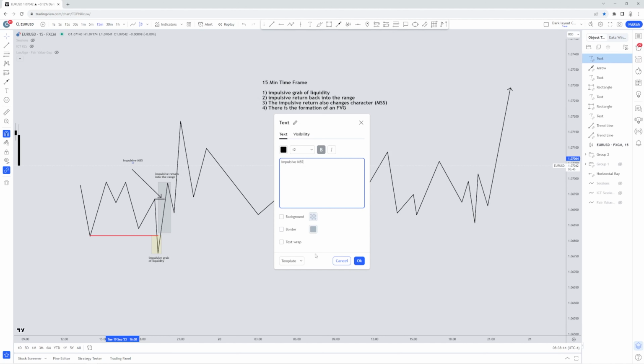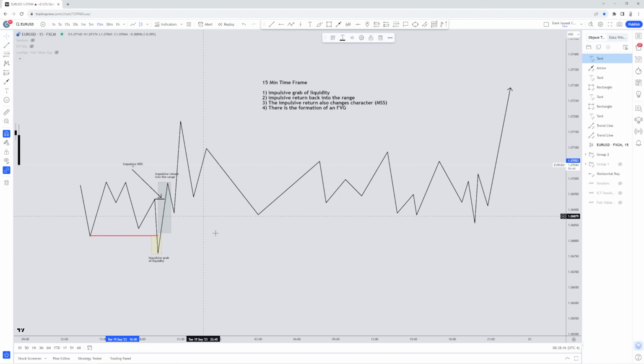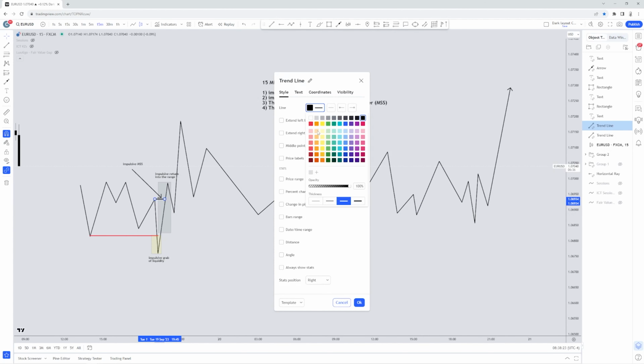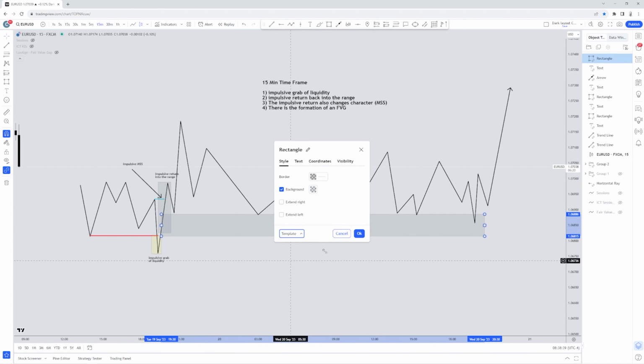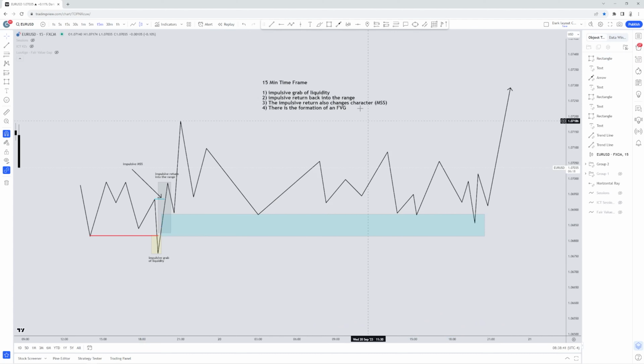Impulsive market structure shift, you can call it, or change of character. It is the exact same thing. And I can change this line if you want. I can do it something like that. Now, all of those would not suffice if there wouldn't be the existence of a fair value gap. So this is our fair value gap right here.